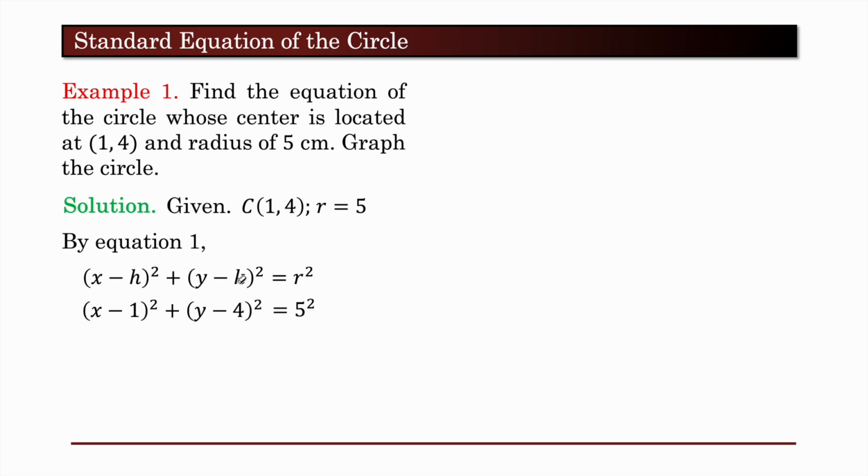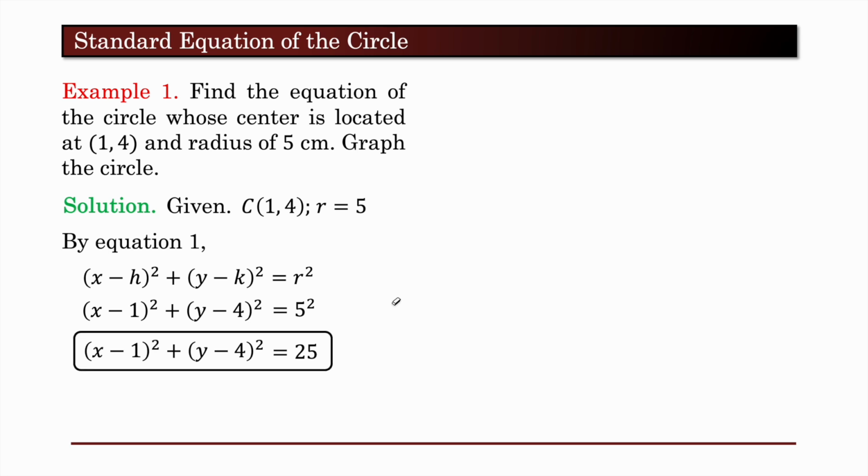Okay. Now, simplify. X minus 1 square as is. Y minus 4 square as is. Okay, take note, class. Do not expand this one using FOIL method. Okay. So, we're not going to do that. Now, 5 square is simply 25. Just write 25 on the right hand side. And that's it. This is the standard equation of the circle.